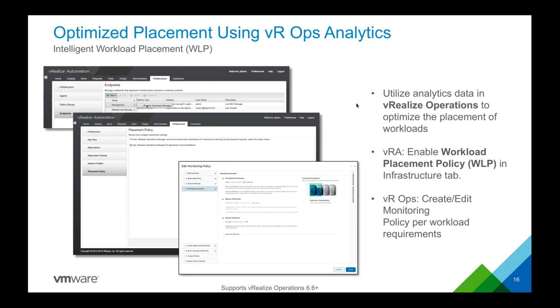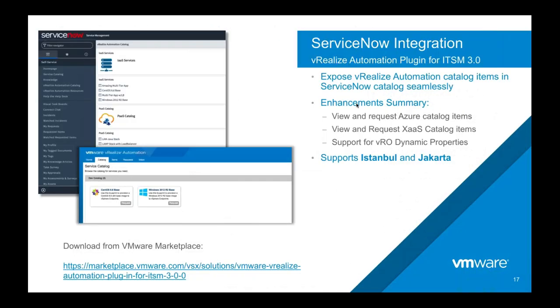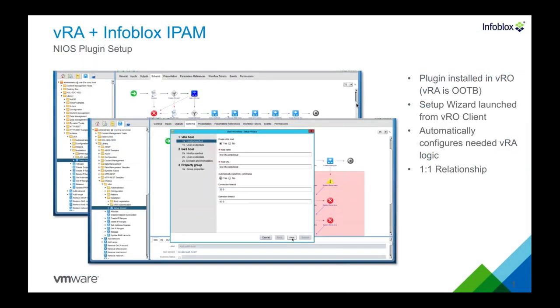Since you've got analytics, vROps consumes a vRA API and responds back and says, here's what I think you should do, and then vRA does the rest. Again, I'm just showing you examples of where we've consumed those APIs. I've discussed ServiceNow. That's a very powerful one. Infoblox, an awesome partner. They've done a ton of work in building their integrations. Just huge kudos to them.